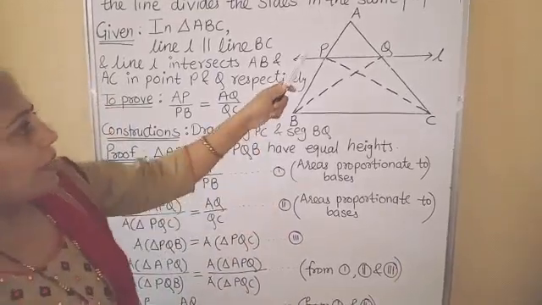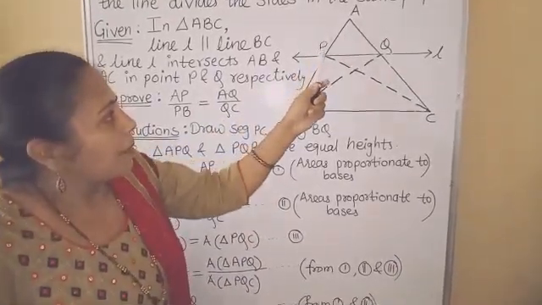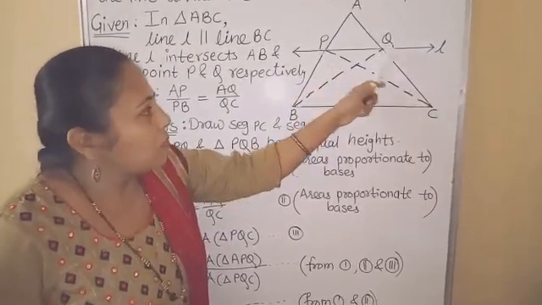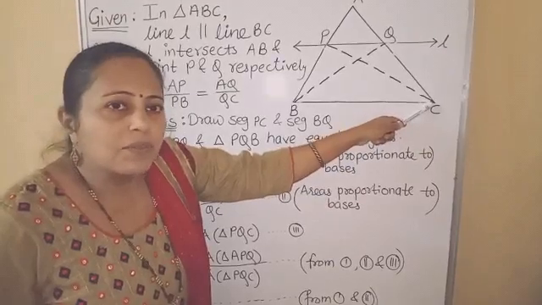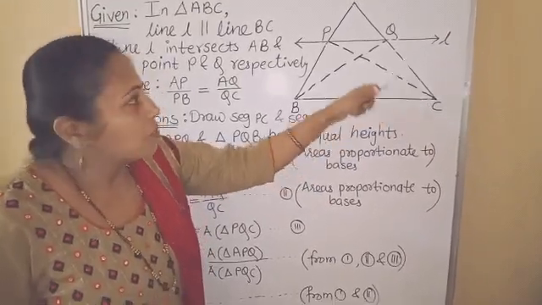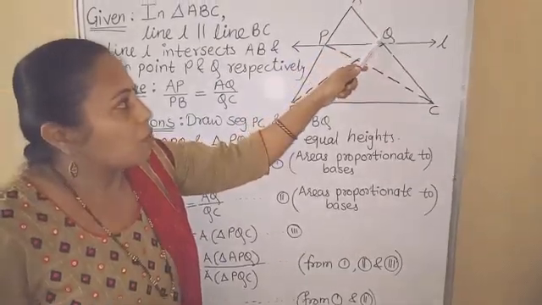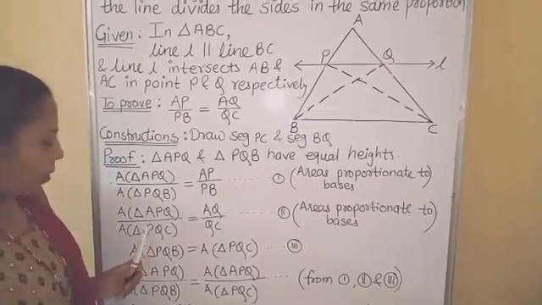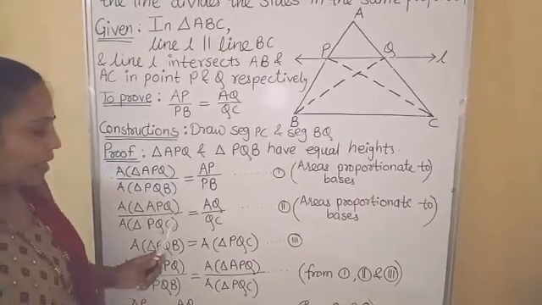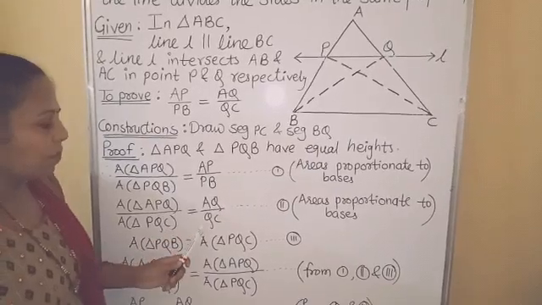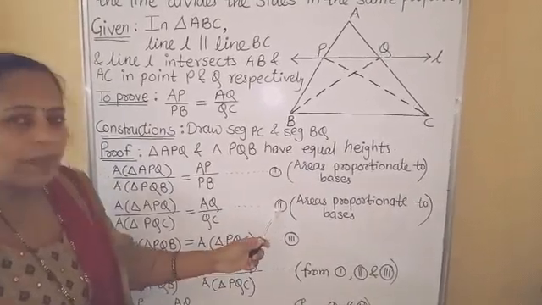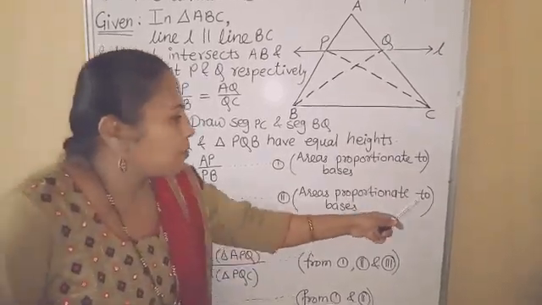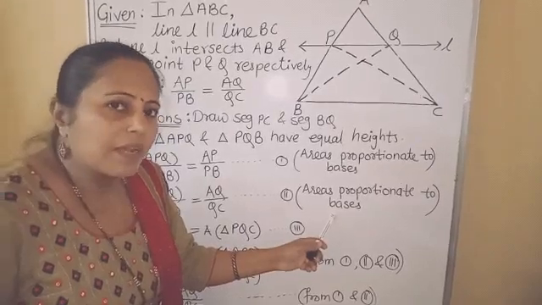Okay students. Now next, triangle APQ and triangle PQC. These two triangles also have equal heights. So the ratio of their areas is equal to the ratio of their bases. Area of triangle APQ upon area of triangle PQC is equal to AQ upon QC. This is statement number 2. And the reason is areas are proportionate to bases because they have equal heights.